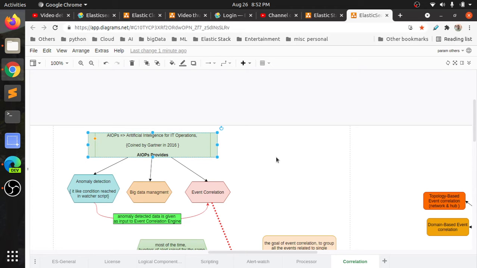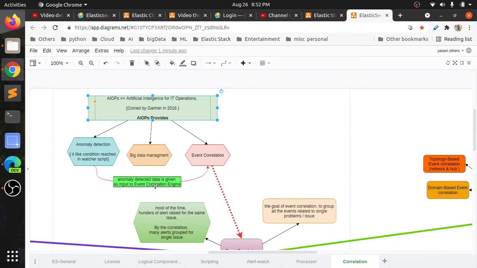Usually IT operations means they take care of the support of the application or the environment. That's what is called IT Ops. If it is driven by artificial intelligence, then that is called AIOps, artificial intelligence for IT operations. This started almost in 2016. So what does AIOps provide to us?